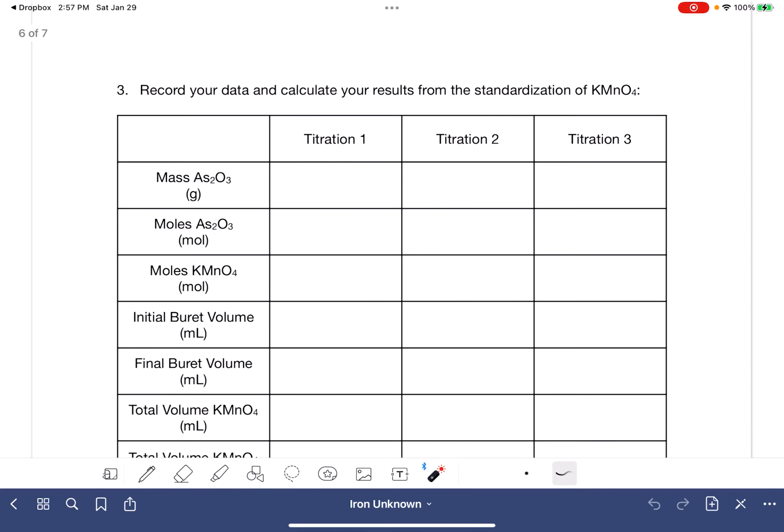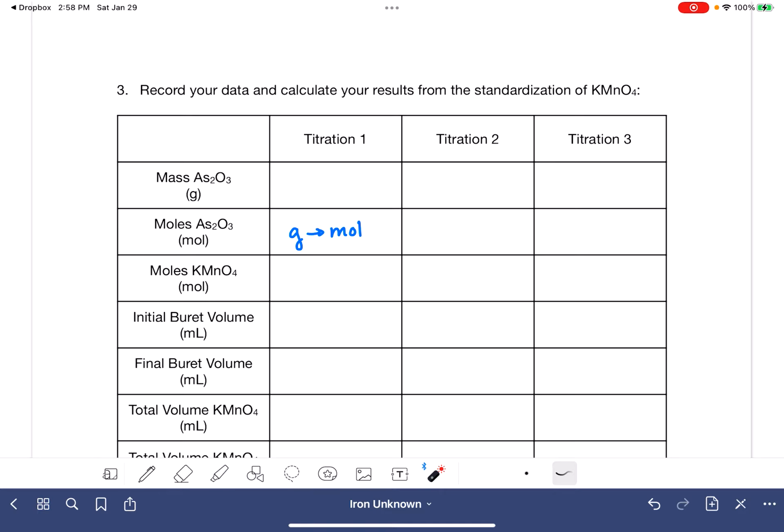Question number 3 has a data table that comes from the standardization of the potassium permanganate solution. In the first spot, you're going to be reporting the mass of the As2O3 solid that you used for each titration, and then you're going to convert that mass into moles. This is just going to be a straightforward gram to mole conversion using the mass and the molecular weight of As2O3 and converting that into moles.